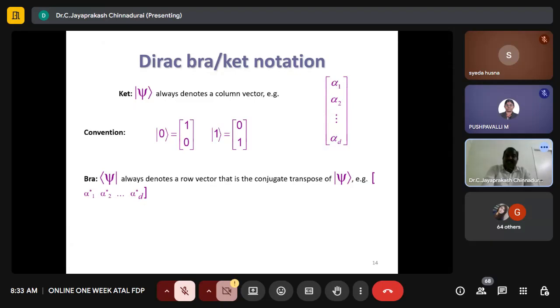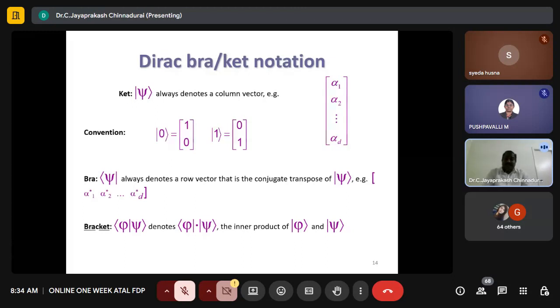That is the Dirac bra-ket notation. See this, actually it is a bracket, which can be split like this. It denotes bra of phi, ket of psi. So the inner product of ket of phi and ket of psi. This is the formula; the inner product of ket of phi and ket of psi will be represented like this.